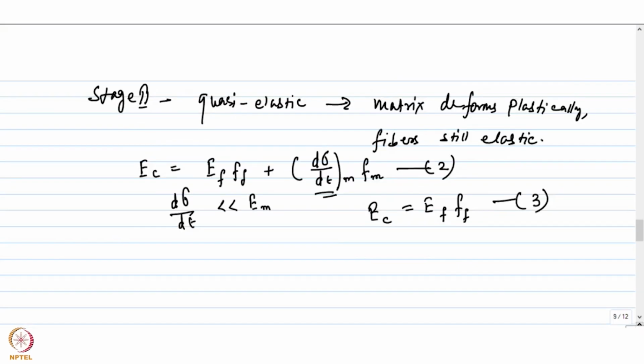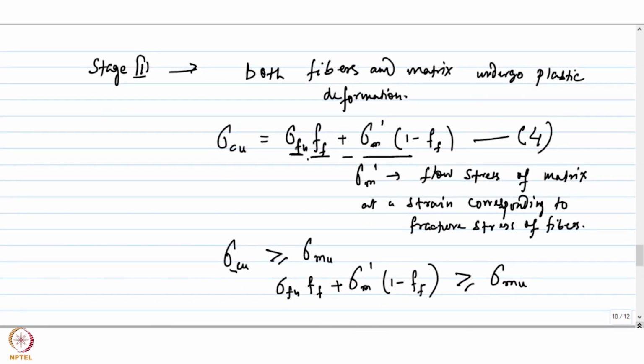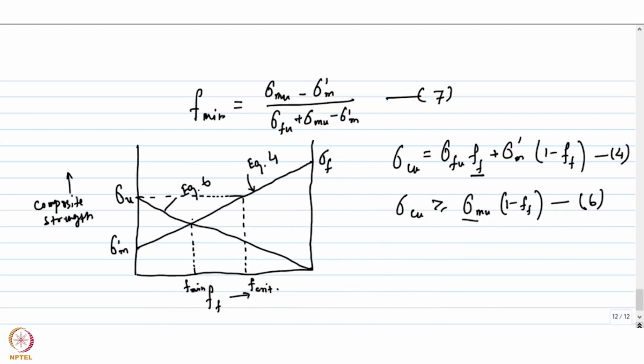And considering this deformation behavior, we have in fact derived a critical volume fraction which must be exceeded for any strengthening to occur in the composite due to the presence of the fibers. Okay. And then we have also derived a minimum volume fraction of the fibers which must be added for the strengthening effect to come. And both of these can be represented in a plot like this, in which the composite strength is plotted against the volume fraction of fibers.